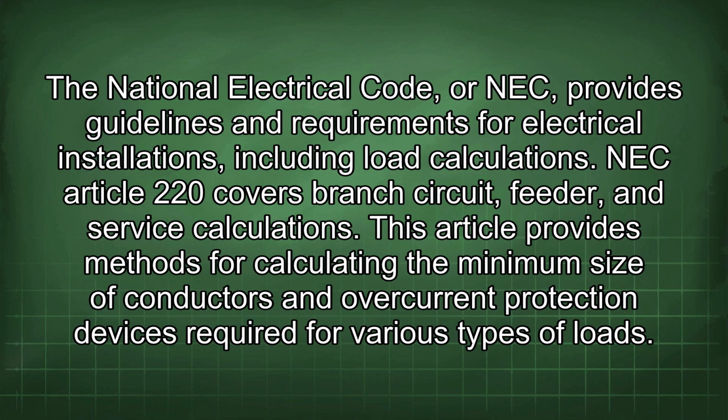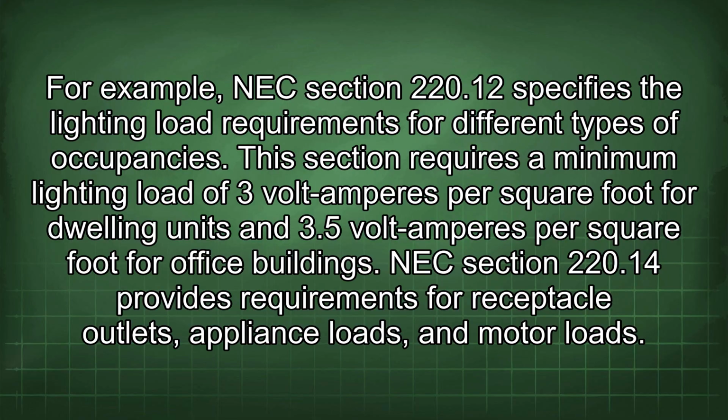NEC Article 220 covers branch circuit, feeder, and service calculations. This article provides methods for calculating the minimum size of conductors and overcurrent protection devices required for various types of loads. For example, NEC Section 220.12 specifies the lighting load requirements for different types of occupancies. This section requires a minimum lighting load of 3 volt-amperes per square foot for dwelling units and 3.5 volt-amperes per square foot for office buildings.